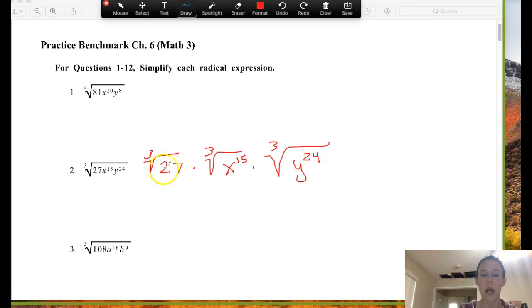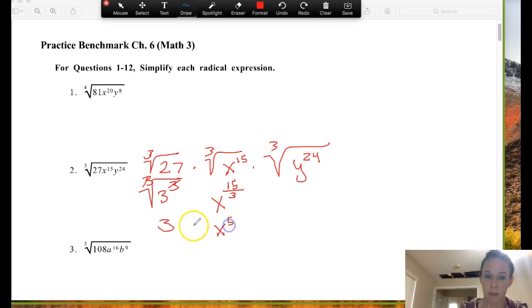Okay, let's start here. I know 3 cubed is 27, so this is the cube root of 3 cubed. The cube and the cube root cancel and I get 3. Now this is easiest to do if these divide evenly, and they do. So I'm going to take it to my rational power, and I'm going to go 15 divided by 3, which gives me x to the 5th. And that's a multiply.